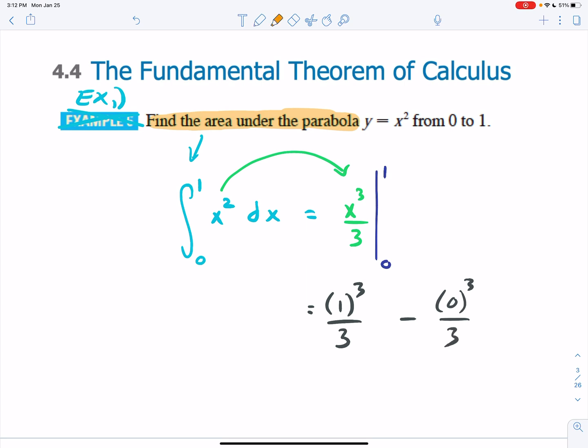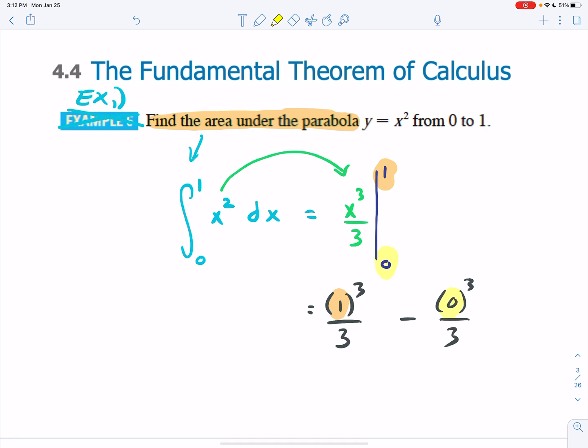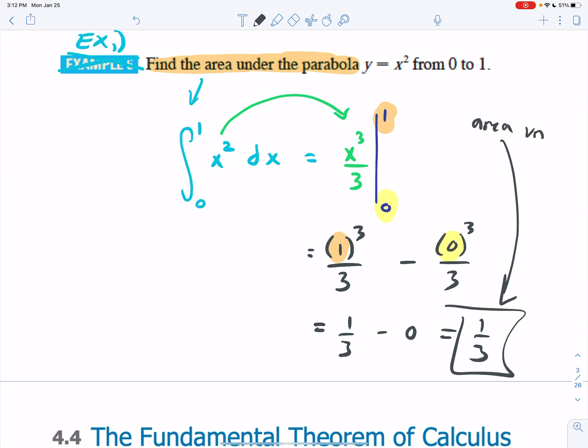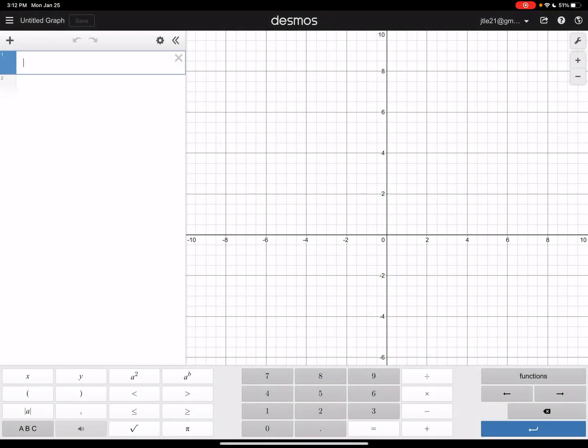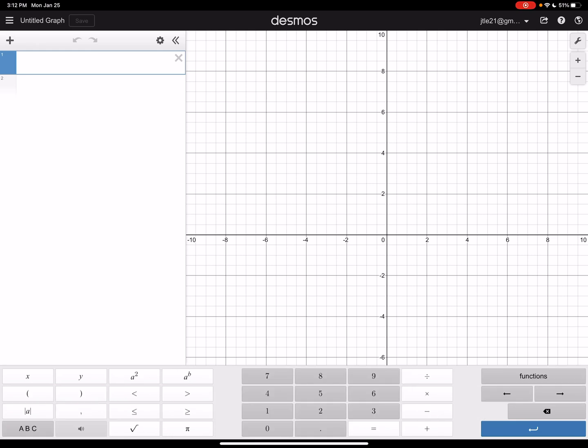So we plugged in our upper, and then we plugged in our lower. Upper minus lower, okay? So here we can evaluate. This comes out to 1/3 minus 0, which is just 1/3. Now, what does that represent? That represents the area under the curve from 0 to 1. So let me illustrate that to you guys here with the Desmos application, okay? So here, I believe they have the fancy symbol, but here we go.